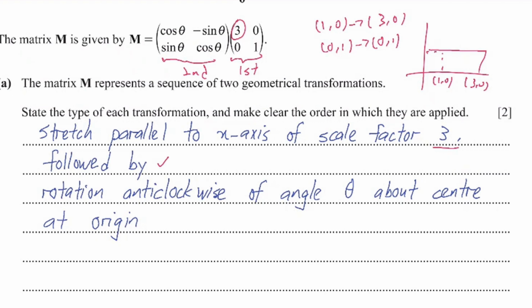So for the second one, we write followed by, and then we look at the second matrix here. When we see this matrix, it's through recognition. So we recognize that this is a matrix that is a rotation anti-clockwise. Okay, so we just have to mention the anti-clockwise rotation, the angle we don't know yet, it is theta. We need to always remember to mention that the center is at the origin. Okay, that's for part A.